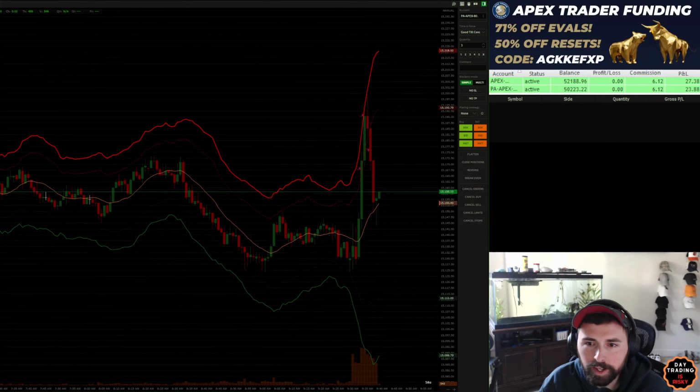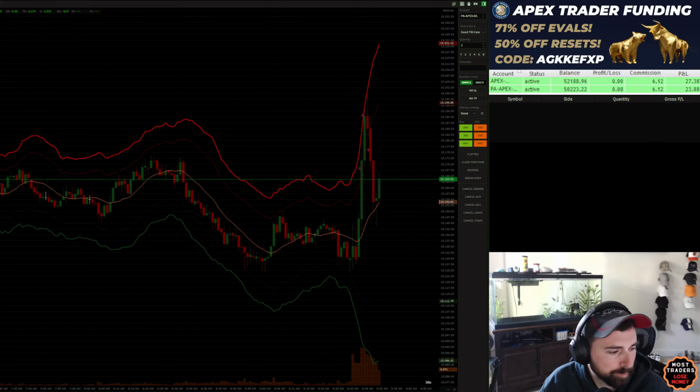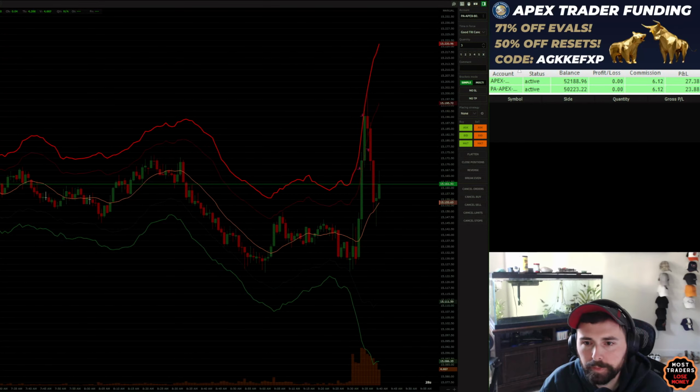The NQ is the Nasdaq. So this is moving off the overall Nasdaq market. Then you have the YM, which is the Dow, and then the ES is the S&P. They're all essentially the same. You can watch the SPY, and this is going to pretty much trade the same.